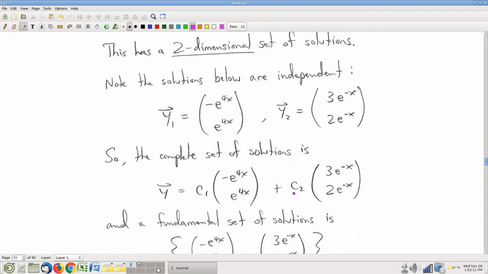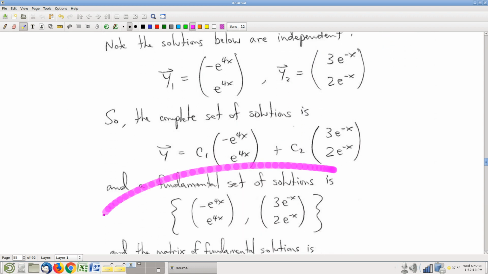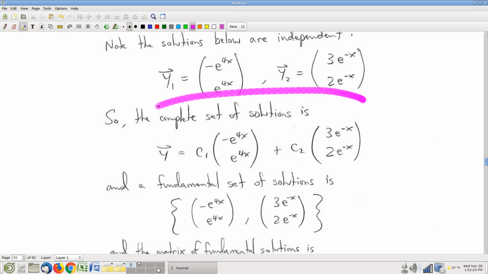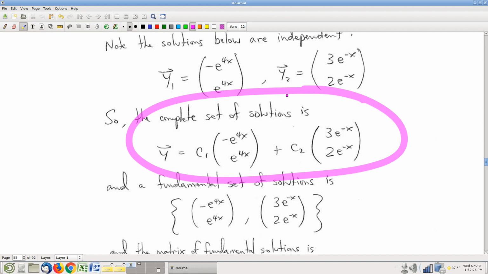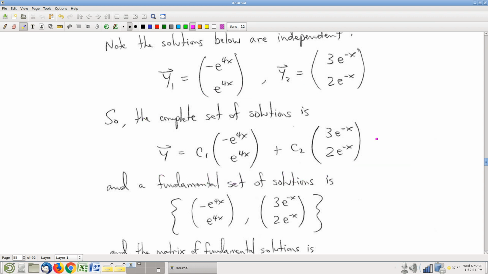And it's just a matter of how we want to write that at this point. You can say, here's a fundamental set of solutions. If you want to be a little bit more explicit, you can say, therefore, the complete set of solutions is the span of those two solutions, the set of all linear combinations. Feel free to write it like that. But notice we're done.